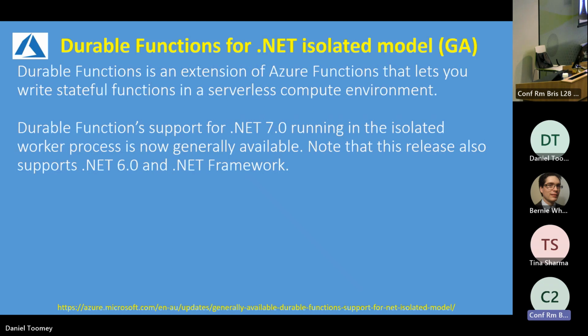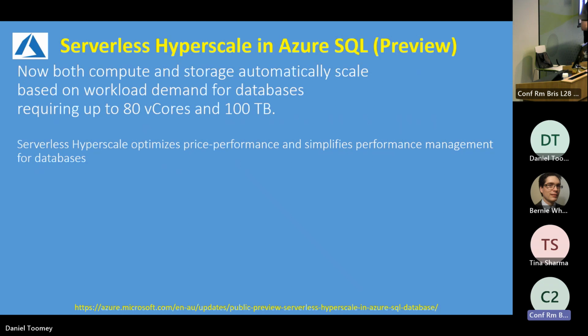Durable functions. The .NET 7 framework has recently, quite a while back, many months ago, dropped. So durable functions now supports .NET 7 and .NET 6 rolled into the one thing, and it allows you to do durable functions in the isolated model. So if you're doing function programming, this is now another option. So pretty cool. Serverless hyperscale.